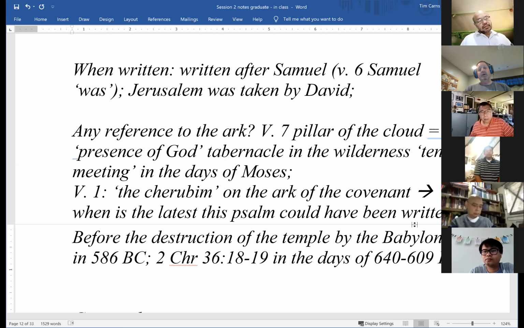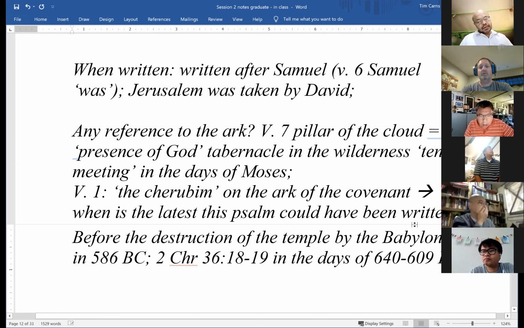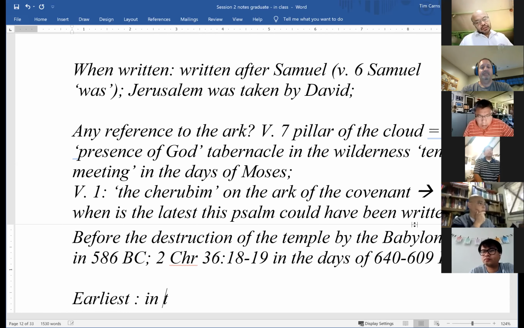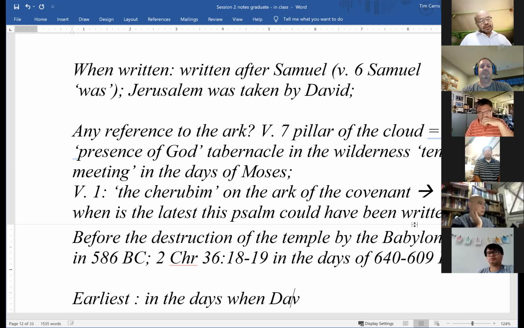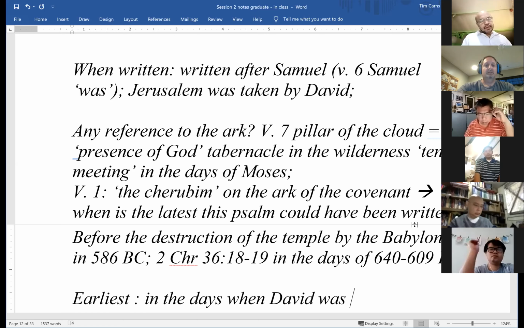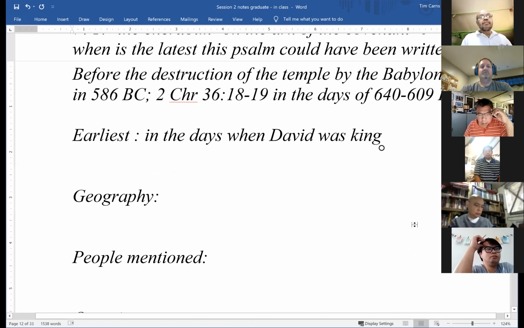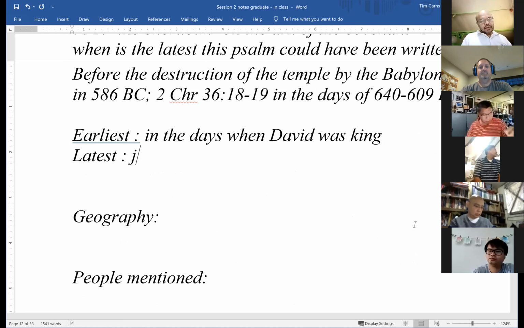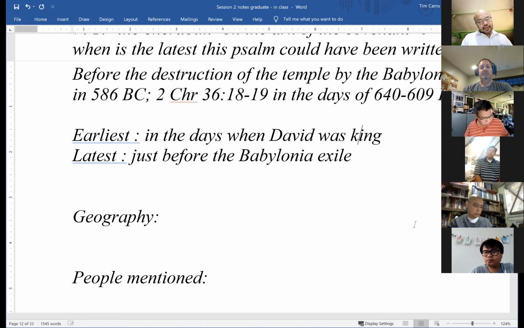So if verse 1 is actually a reference to the ark, then we have a window here of when this psalm was written. The earliest it could have been written is in the days of David. In the days when David was king, right? Because that's when he brought the ark into the tabernacle. The latest would be just before the Babylonian exile. Okay? So this would be somewhere around 1000 BC. This would be somewhere around 600 BC.